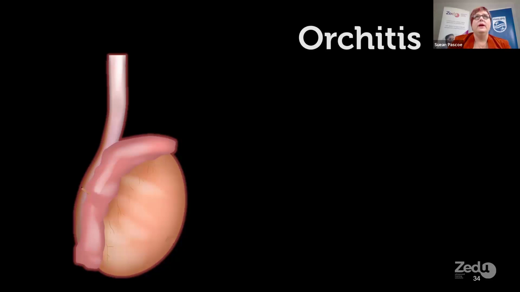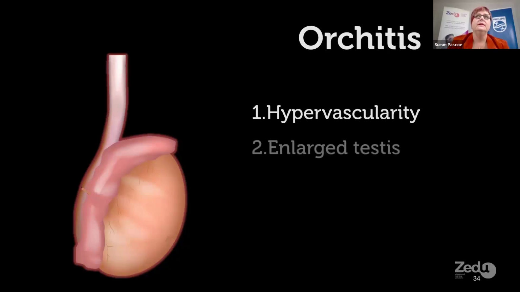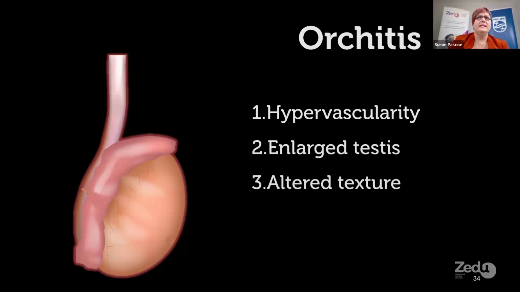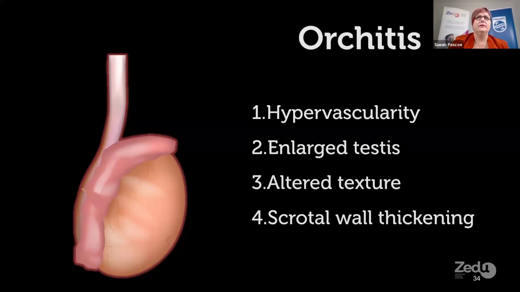The next thing that we want to have a look at is orchitis. So the classic features here are a hypervascular, enlarged testis, altered texture, and scrotal wall thickening. All of those things can happen. The hypervascularity is in complete contrast to the properly torted testis. But if you've got a partially torted testis, or if it's reperfusing after detorsing, you can get hypervascularity in testicular torsion. But the other three signs here are very similar to what you see for the testicular torsion picture.